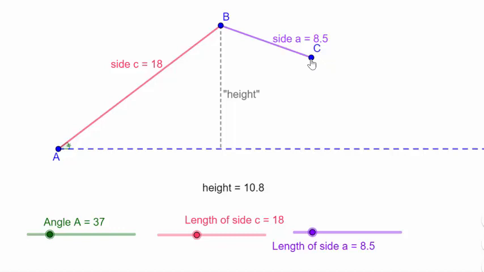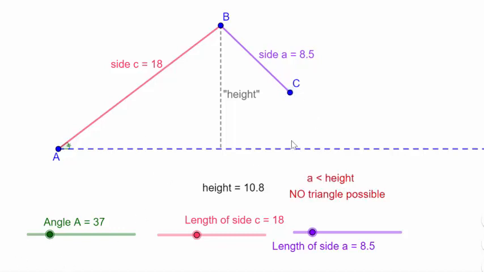So to help us see why that's the case, let's drop the height, the shortest distance from point B down to the ray opposite it that makes up angle A. You can see that because side a was less than the height amount, there's no possible triangle that we can make from those dimensions.